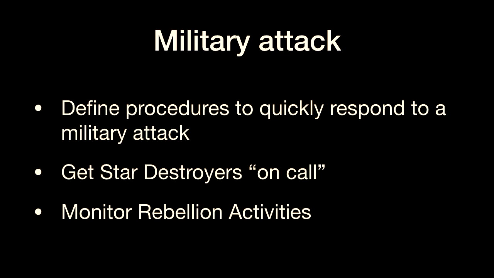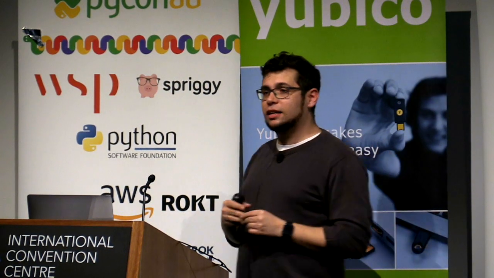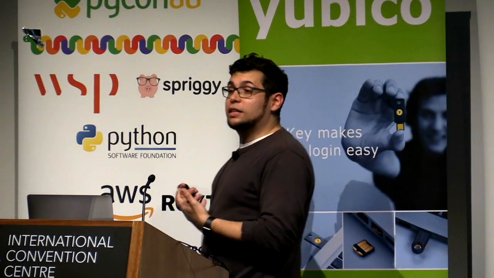One, you can have incident response procedures inside the Death Star. As soon as a military attack happens, the people in the Death Star need to respond very quickly. You get Star Destroyers on call. Star Destroyers, for the people who don't know, are the capital ships of the Galactic Empire. They are huge, really powerful. So you can have some sort of PagerDuty kind of thing. If a military attack happens, they can fly to the Death Star and support it in the attack. And you can monitor rebellion activities, right?